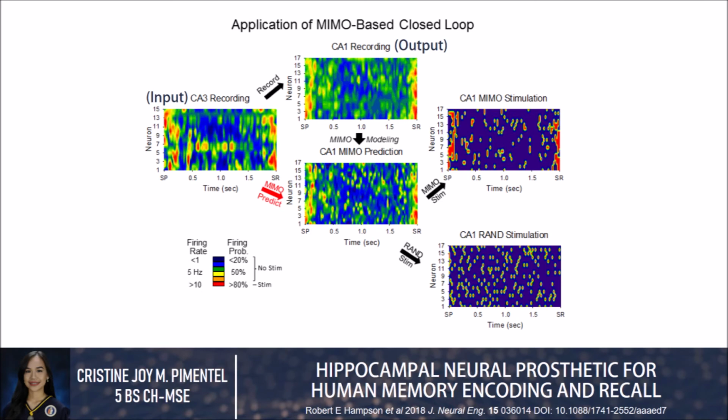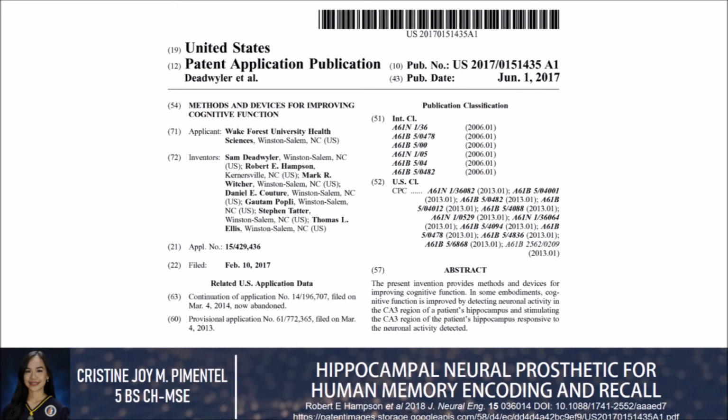Upon completion of the MIMO model computation, parameters for online MIMO calculation were sent back to the patients for input to a MATLAB program that calculated spike discharges from online input cell firing, using the neural signals recorded from those same locations during the first DMS recording session. A patent had been filed, Methods and Devices for Improving Cognitive Function, in February 2017 by Winston Salem under Wake Forest University Health Sciences, and it was published in June 2017. This is a continuation of their application in March 2014.